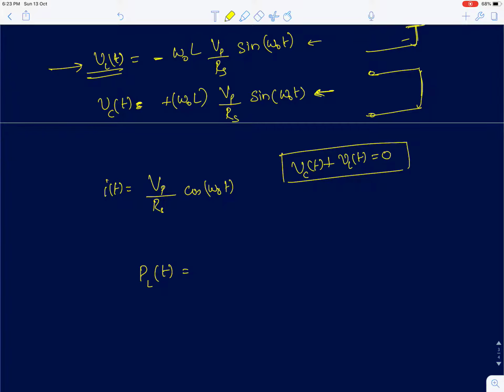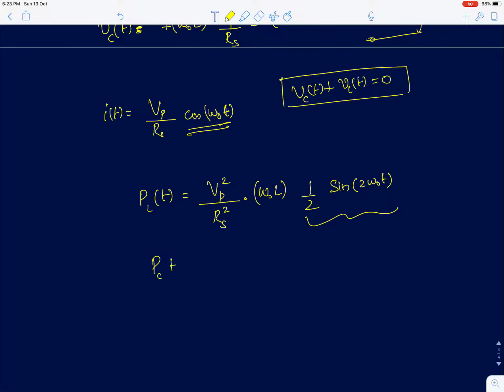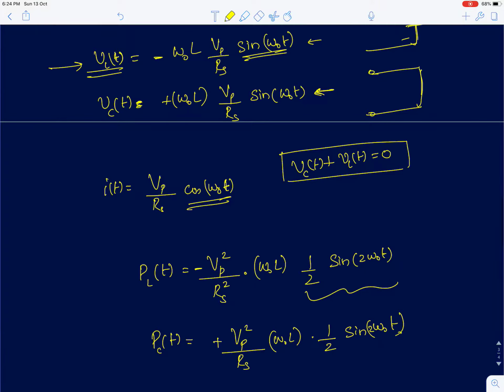So here when I simply multiply this, I'm going to get Vp square by Rs square into omega naught L into half of sin 2 omega naught t. When I multiply cos omega naught t into sin omega naught t, I can express it as half sin 2 omega naught t. And the power dissipated through the capacitor is actually minus Vp square by Rs square into omega naught L into half of sin 2 omega naught t. Sorry. So here actually the power in the inductor is negative and in the capacitor is positive. There is a negative sign for the inductive voltage.